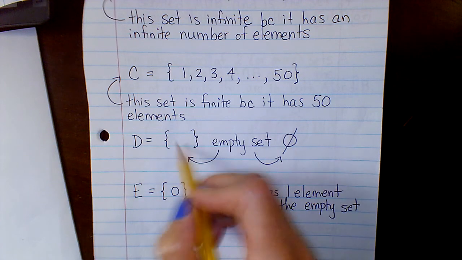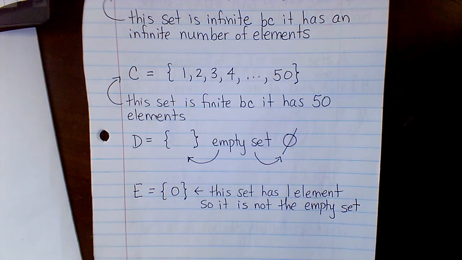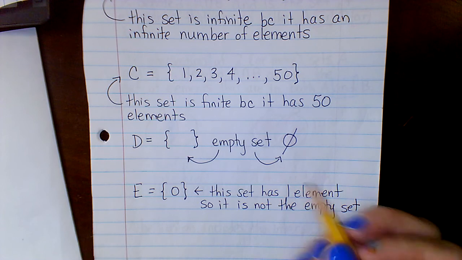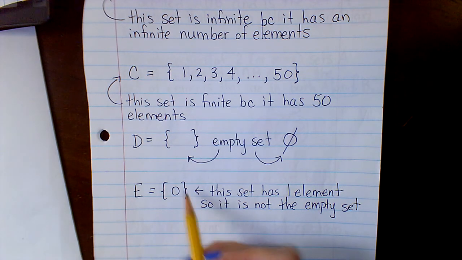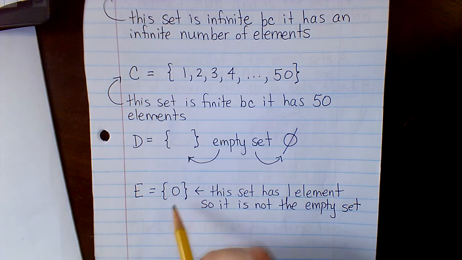So if you try to put this symbol inside the braces, that's totally different. That means it's an element within the set. Also, if I put 0 in here, some people think that's the empty set because they're like, oh, it has nothing in it. 0 is nothing. Well, no, that has one element in it. It's got 0 in it. So, all right.